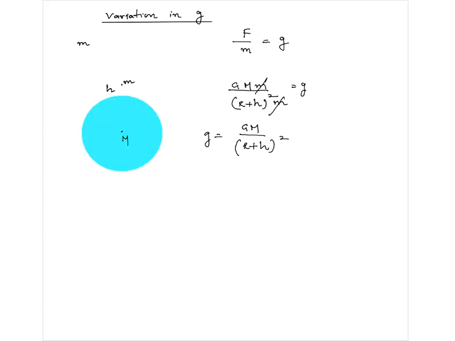So while we have this result, we will try to simplify it for not very large values of h. This is the general result. Now consider the special case. What is the special case? h is very small in comparison to the radius. Radius is 6,400 kilometers. So very small means maybe 50 meters, maybe 100 meters.